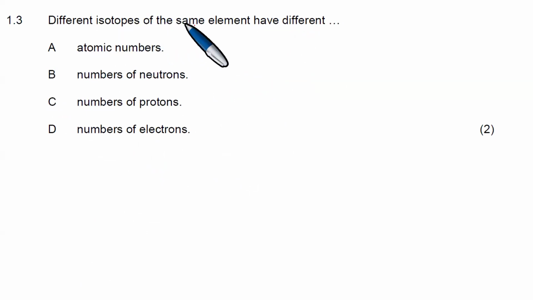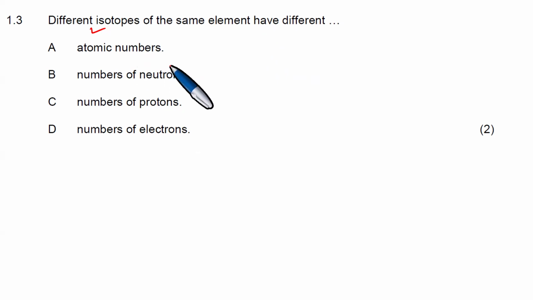1.3. Different isotopes of the same element have different what? Different isotopes of the same element have different what? What do you think here? Anyone home? I'm just testing you. We're speaking about different isotopes of the same element. They have different what?